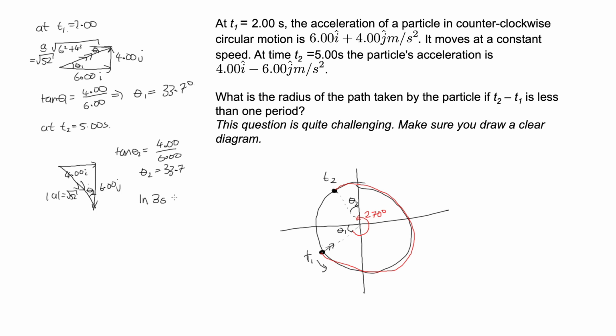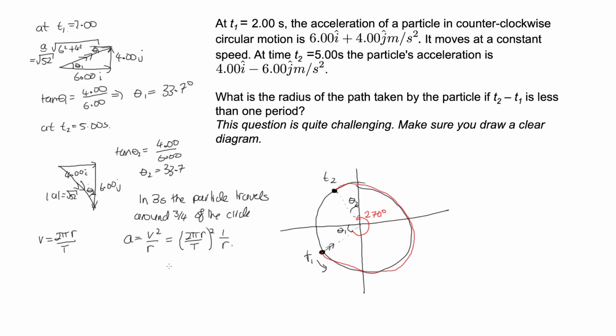So in 3 seconds, the particle travels around 3/4 of the circle. So to determine this, we needed to know that t2 minus t1 is less than 1 period. Now we know the magnitude of the acceleration, and we also know that the acceleration for circular motion is given by v squared over r, where v is equal to the total distance traveled, which is the circumference, divided by the period. So we can write this as (2 pi r on T) squared times 1 on r, which is equal to 4 pi squared. Now that'll be r squared, but we're dividing by an r. So we've just got 1 r left on the top, and we've got a T squared on the bottom.